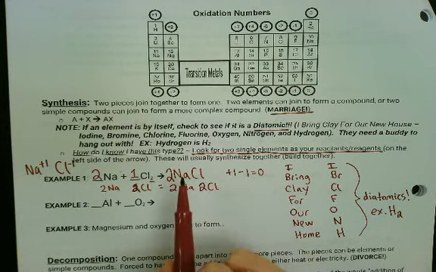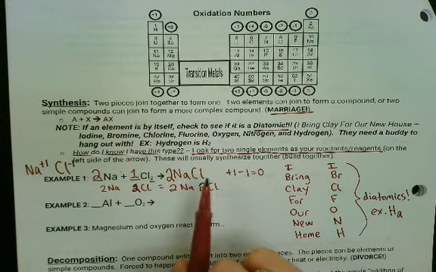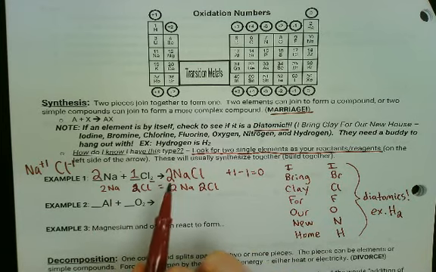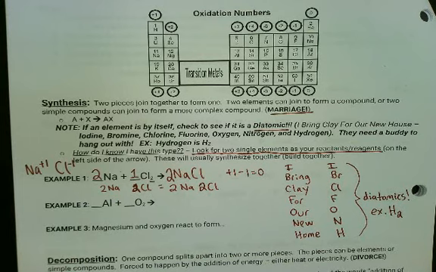Remember, these charges have to cancel. You have 1 sodium and 1 chlorine. You can change the coefficient though, this big number in the front. You can do anything you want with that basically. Make sure it's a whole number and make sure you balance both sides.